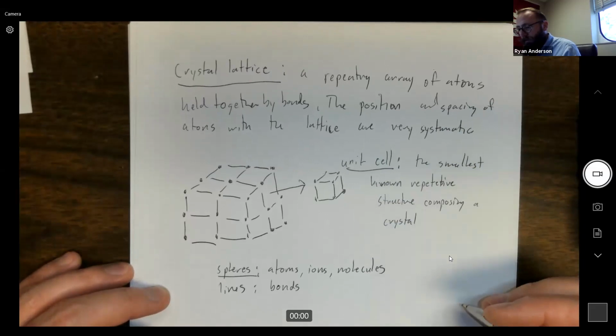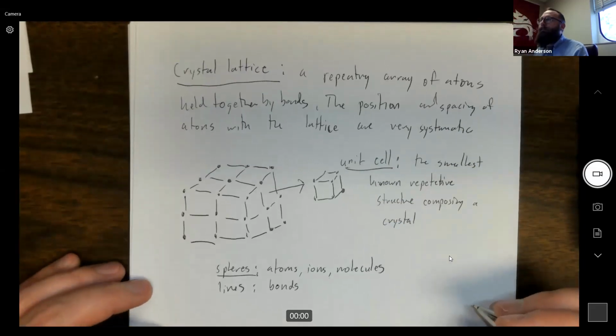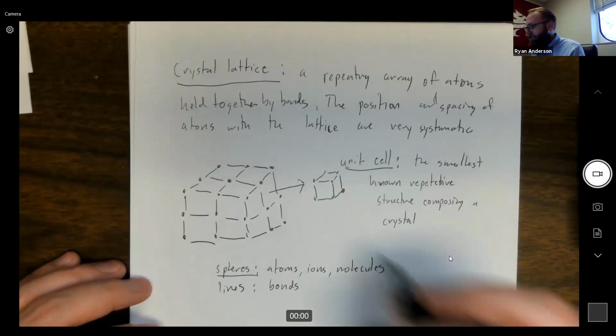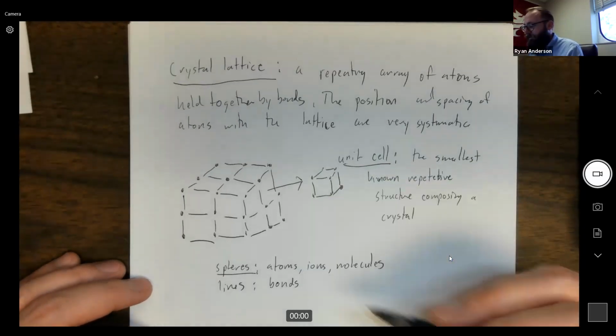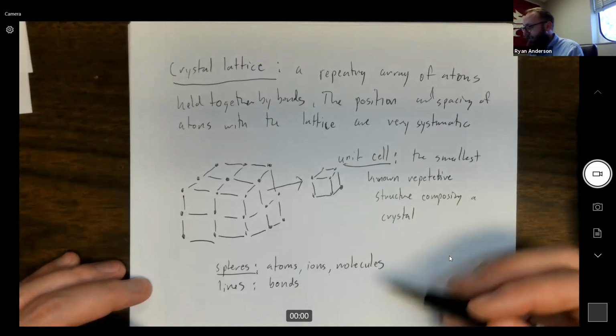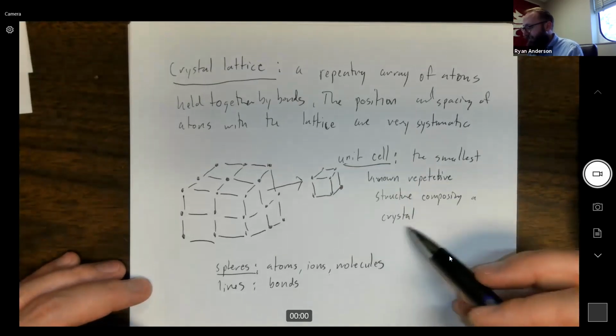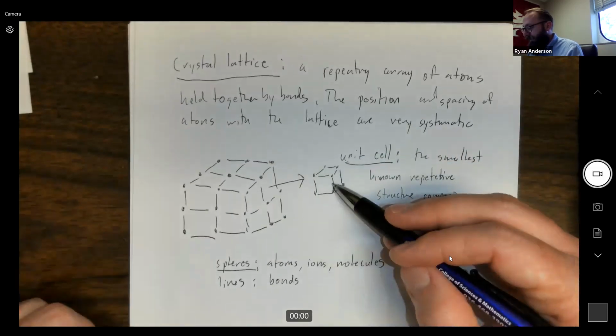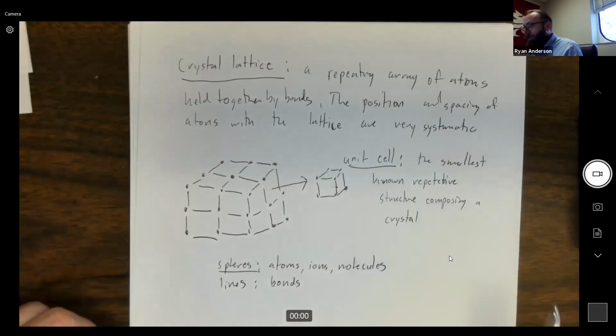Okay, so here's our unit cell in this depiction of a crystal lattice. The smallest known repetitive structure composing a crystal. So our crystal as a whole repeats this pattern over and over and over.